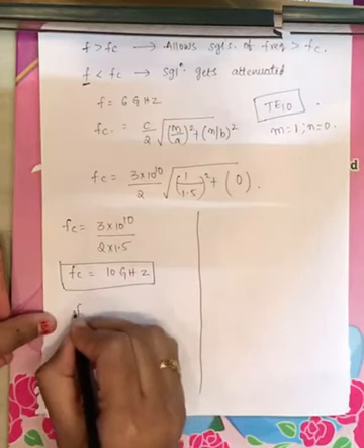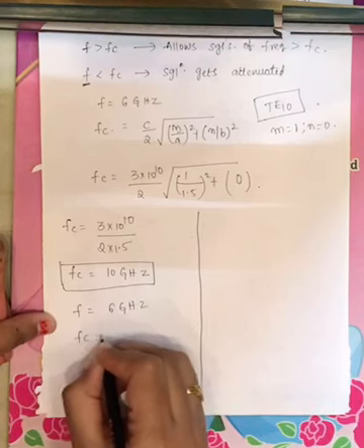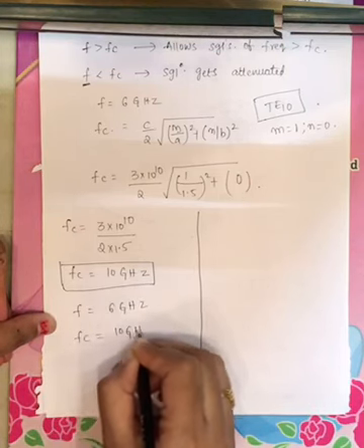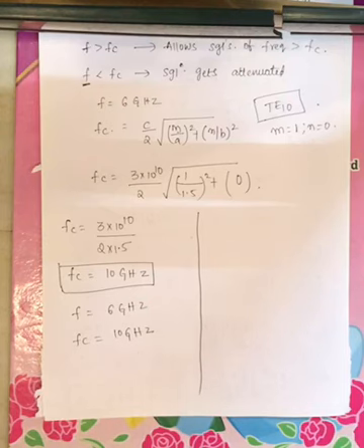Now f is given in the problem as 6 gigahertz, and fc you got as 10 gigahertz. That rectangular waveguide's least cutoff frequency is 10 gigahertz, because the dominant mode is nothing but the mode with the least cutoff frequency. That's why in any given problem, if the mode is not mentioned, consider it as the dominant mode.